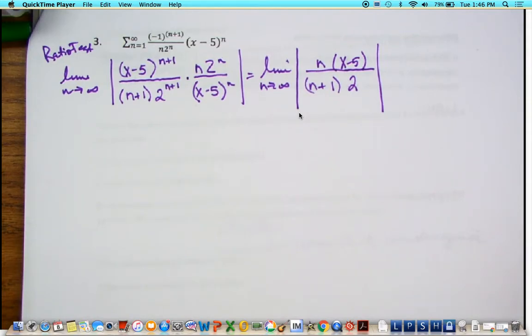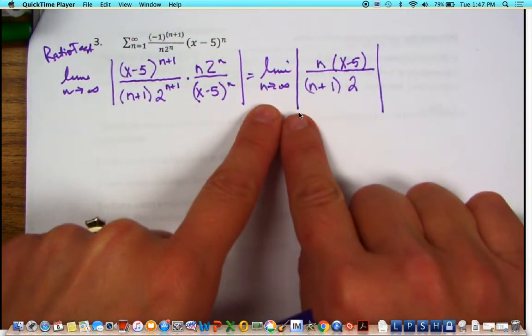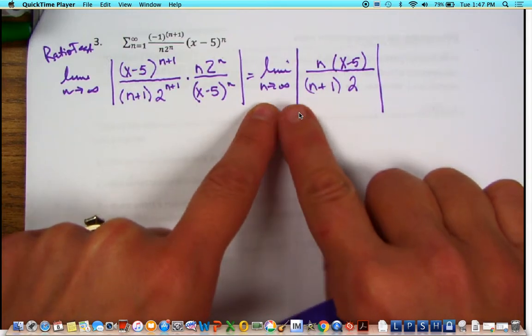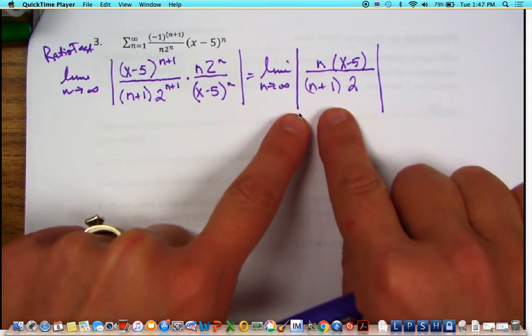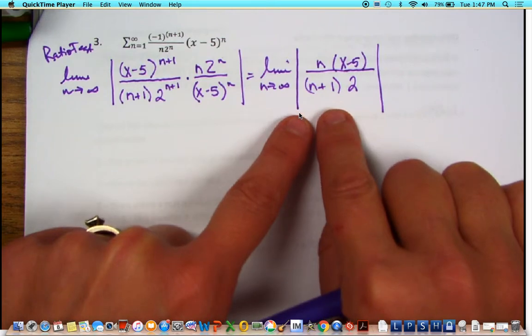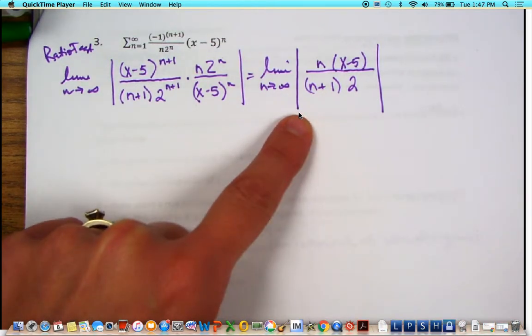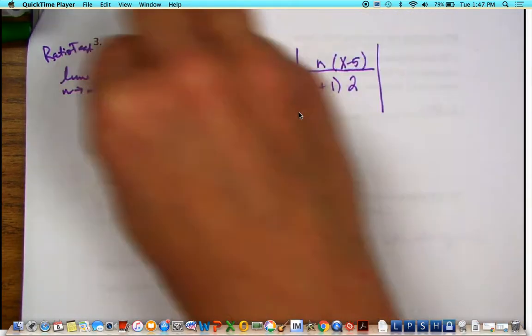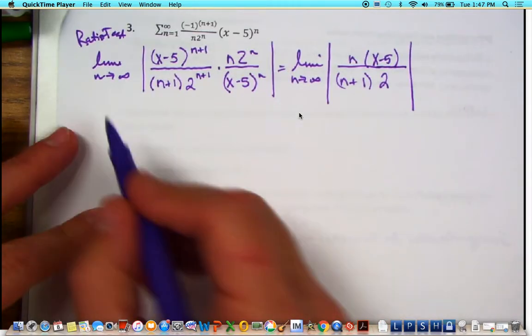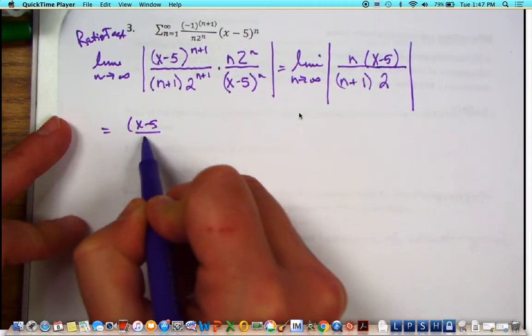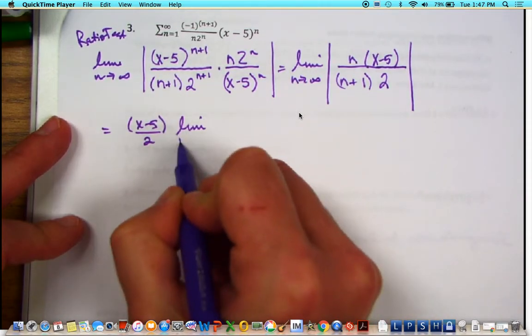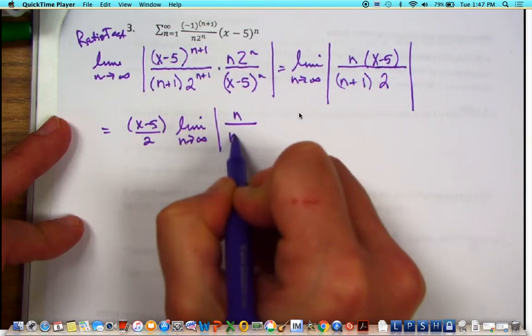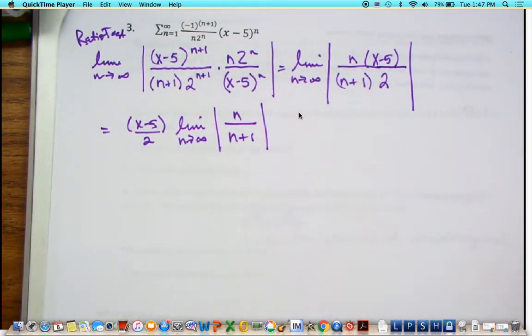Now we have to find a way to test that. Well, here's the thing. What is the limit of this as n approaches infinity? Here's what I'm going to do. I'm going to remove everything that's not an n, and I'm going to pull it out front of the limit. So I'm going to do x minus 5 divided by 2, limit as n goes to infinity of n over n plus 1.